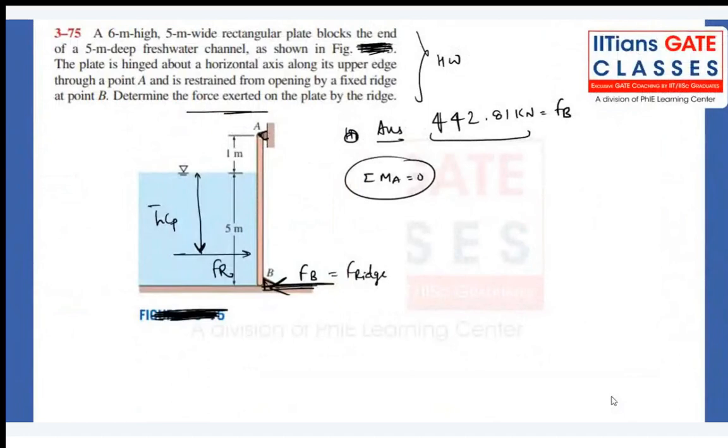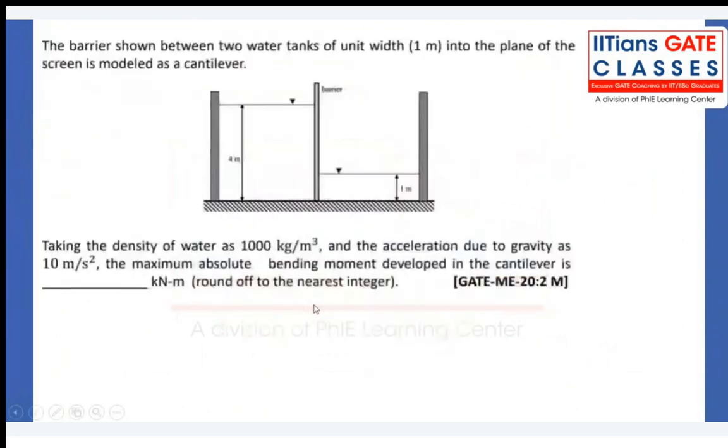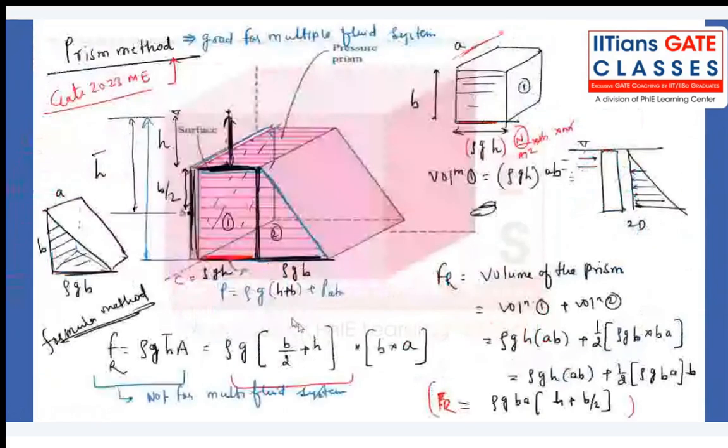Sir, can you move to the prism slide? In the volume of the prism method, volume 1 and volume 2, this H is h bar, right? No, volume of the prism means the dimensions of the prism. F R equals volume of the prism, volume 1 plus volume 2. Volume of the prism 1 will be the dimensions, A, B, C. A, B, C is what? Rho, g, h. Is this H the h bar or the height? No, the height of the prism. That's okay, the height of the prism. Thank you all.